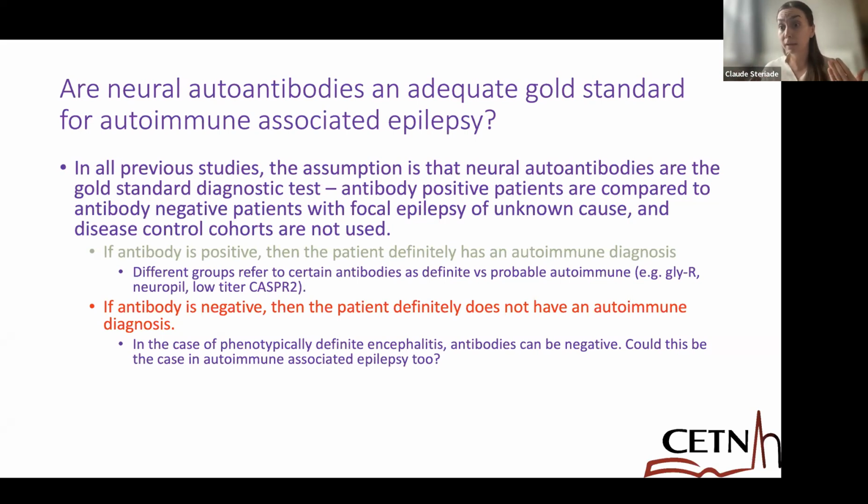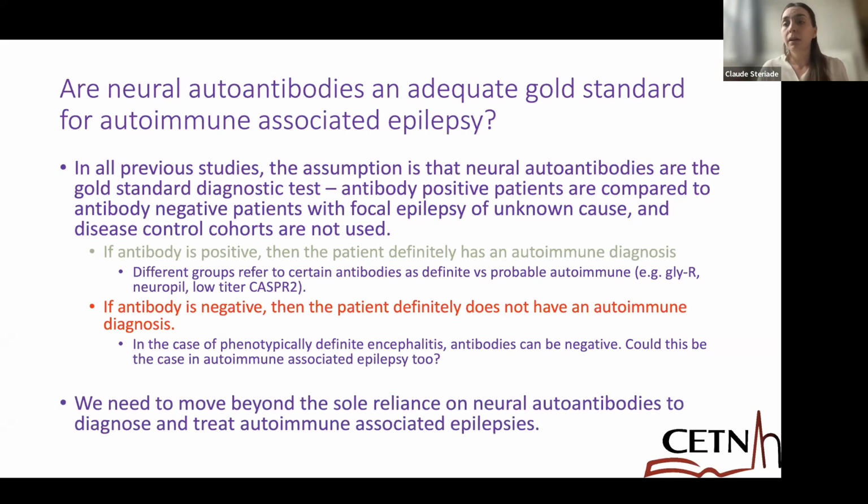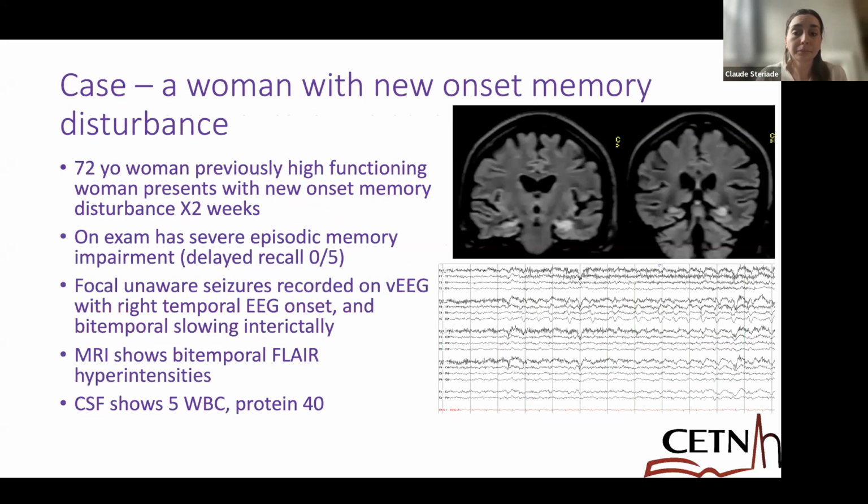Does the entity of seronegative autoimmune-associated epilepsy exist? I think it probably does. And I think it's really going to behoove us to try to move beyond the reliance on antibodies to diagnose these patients better, identify them better, and broaden our view diagnostically. So just to exemplify this issue, I want to tell you about a patient that I follow that I kind of struggle with, to be honest.